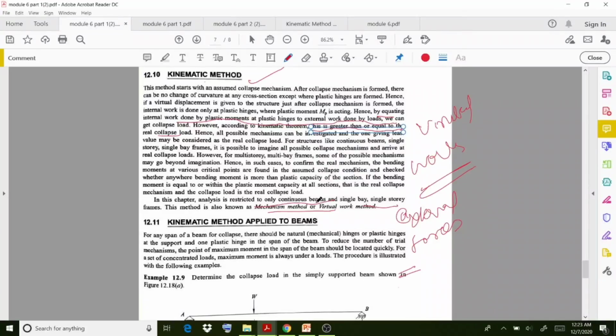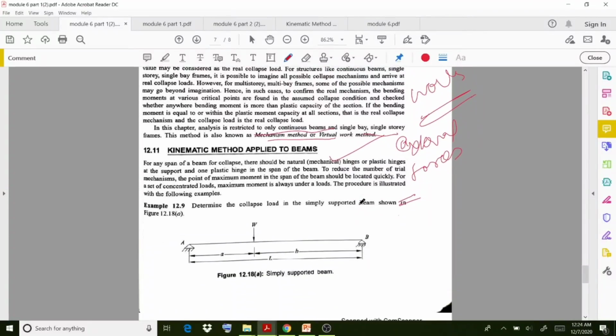While doing problems you will get more clarity regarding how to apply these kinematic methods to the beams and also to the frames. So first of all we discuss some of the cases related to the beams. The principle behind this is the principle of virtual work. If you give some virtual displacement to a system, then the external work done equals the internal work done. That's the only condition.